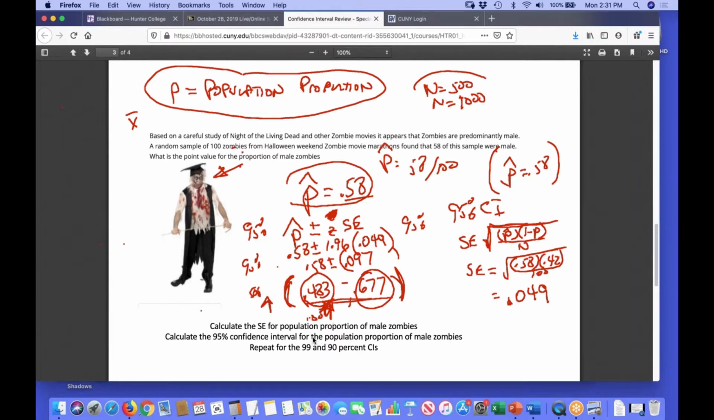Okay, so now if we wanted to repeat this for 99% and for 90%, what would we do that would be different? The only thing we would do differently is our Z value. For 99%, we use 2.58, and for 90%, we would use 1.64. And again, 1.96 for 95%, so 95, 99, and 90% confidence intervals.